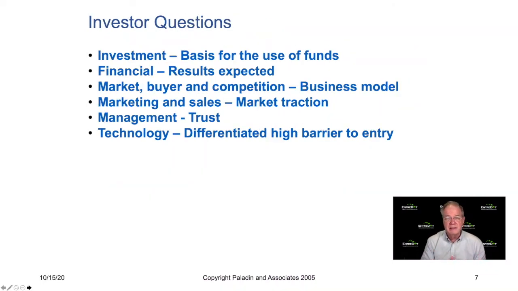The other thing you've got to practice is, what might they ask me? So you should be prepared with answers to certain questions you're pretty sure that they're going to ask. And they come in about 6 categories here. The basis for the use of funds, the financial results expected kind of questions, questions about the market, the buyer personas, who the competition is, how you're going to get to market with your marketing and sales plan, and how you're going to achieve market traction. Questions about the management team, and questions about the technology. You'll certainly get those if you've got a bunch of scientists in the room. So you're going to get a lot of these questions, and you've got to be prepared to answer them.